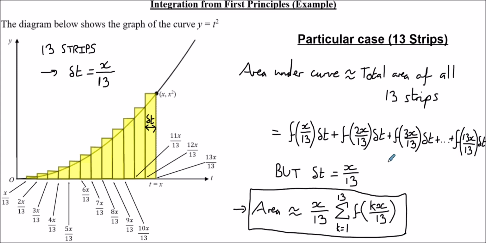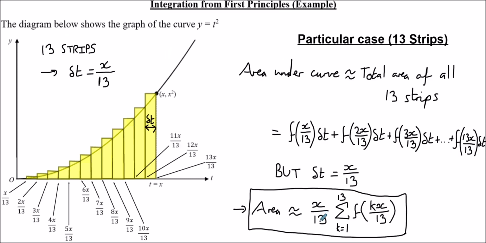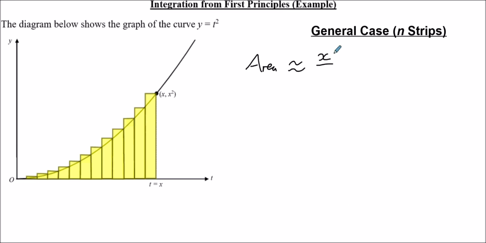And so what we're going to do here, we're going to take this result and then generalise it when it's not just 13 strips or 10 strips, but for n strips. So just take this result here and imagine it's for n strips. So what we have, the area is approximately equal to x. Before we had x over 13, just go back, because we had 13 strips. If we have n strips, that just becomes x over n.